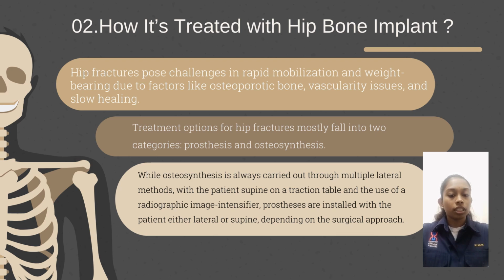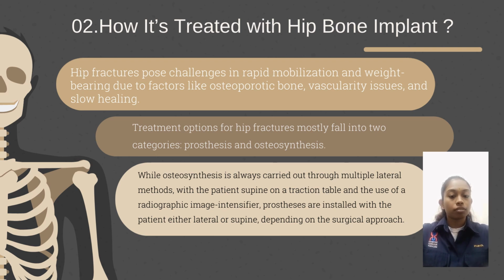In order to achieve rapid mobilization and complete weight bearing, hip fractures are treated with prosthetics or different types of fracture fixation devices. Osteoporotic bone, bone vascularity, muscle attachments, fracture reduction, slow fracture healing, and the frequently elderly population are challenges. Although the number of patients requiring a reoperation has decreased recently, 5 to 20% still do, primarily depending on the type of fracture and surgical approach chosen.